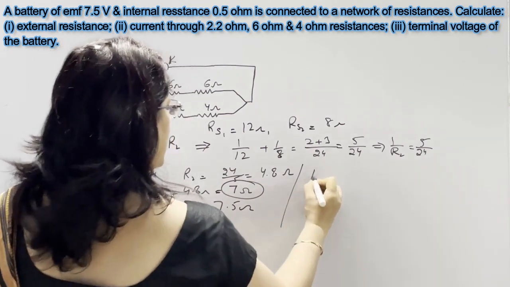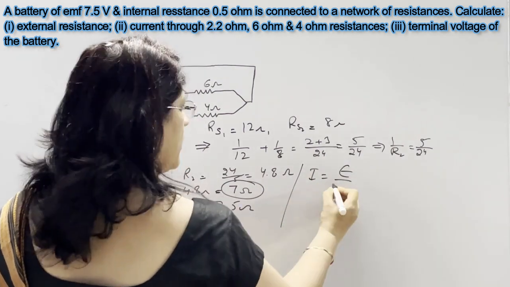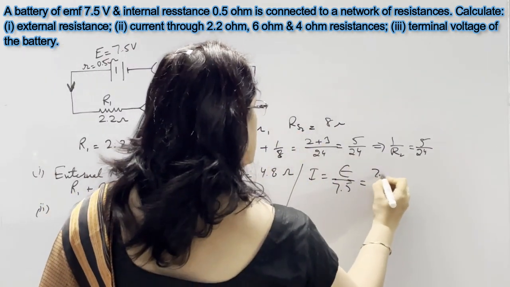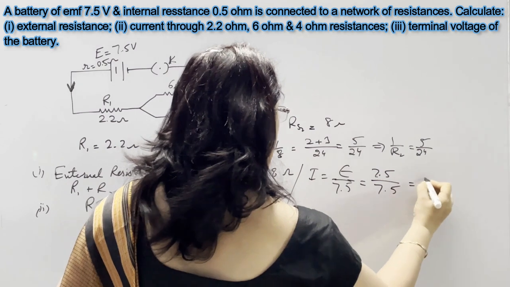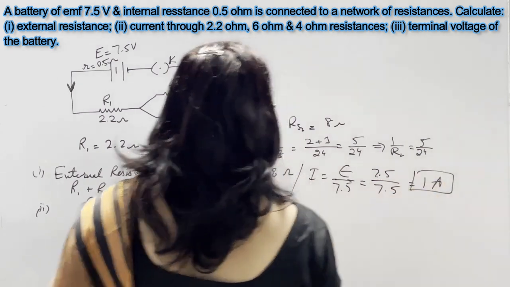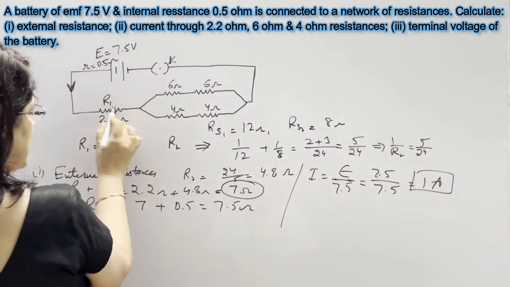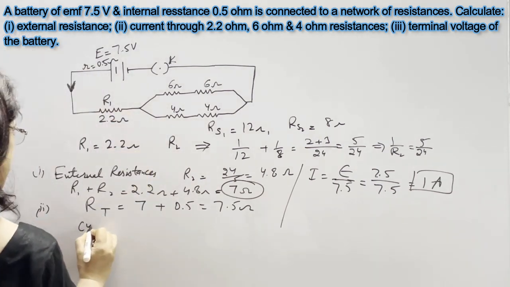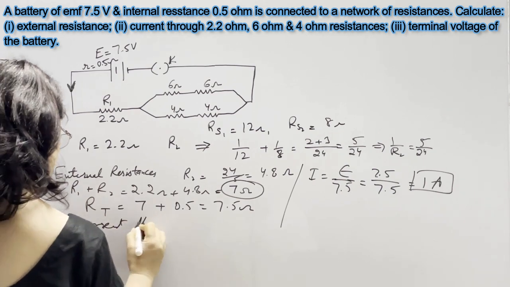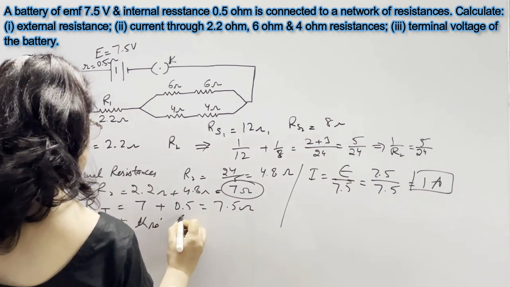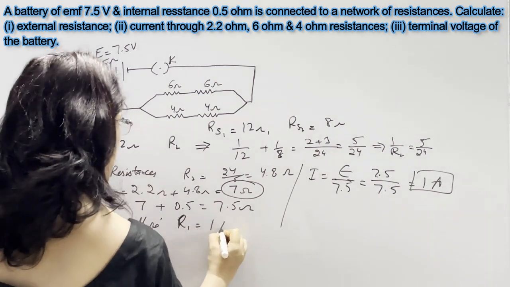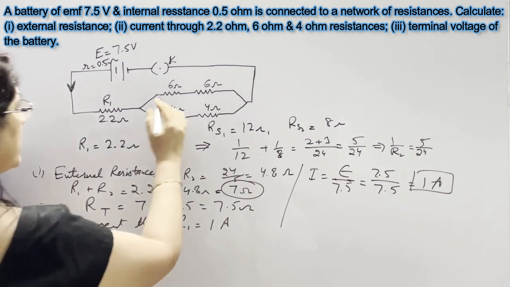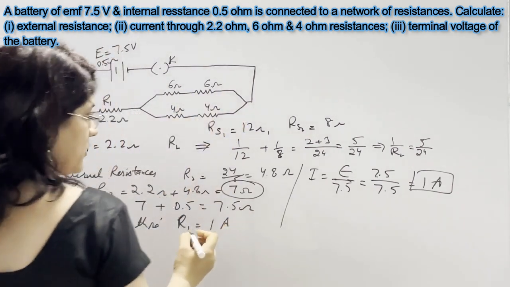Now current. Current is equal to EMF upon total resistance. The given EMF in the circuit is 7.5 volt divided by 7.5. It means 1 ampere is the total current in the circuit, which is passing through the 2.2 ohm resistance. So the current through the first resistance, R1, is 1 ampere. Now second, the current through the 6 ohm parallel branch.